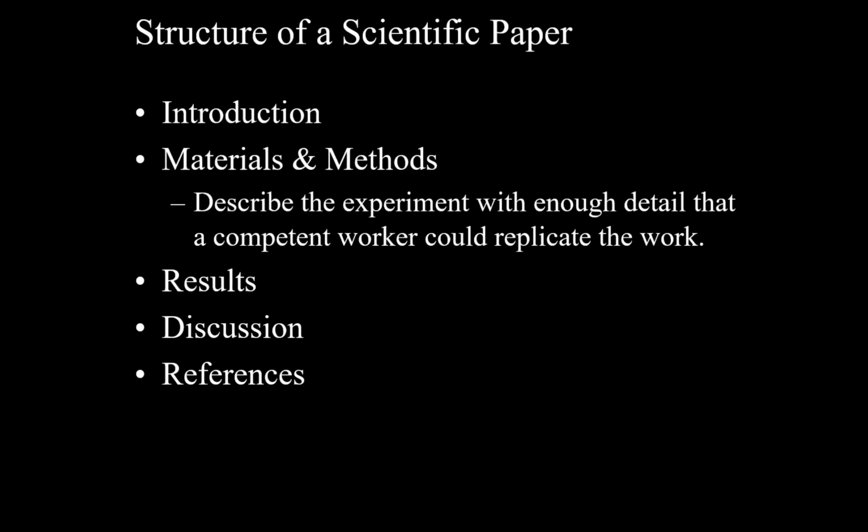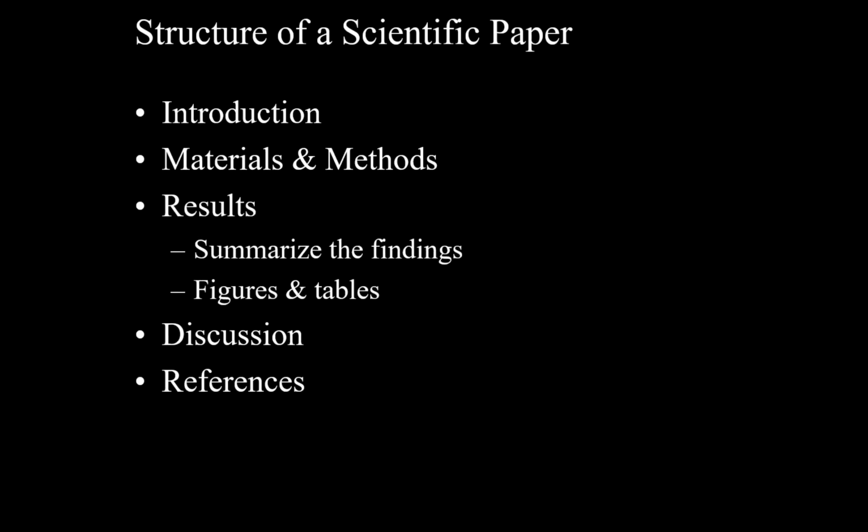In the materials and methods, this is where you give all of the details about what you did, and you have to give enough detail about what you did that a competent researcher could replicate the work. If there isn't enough information in the materials and methods to replicate the work, it's really not science, and it really doesn't have very much value. In the results section, you summarize the findings of the study and provide whatever figures and tables are necessary to display those results as clearly as possible. Figures, by the way, are often graphs. They're not necessarily graphs, but they're often graphs.